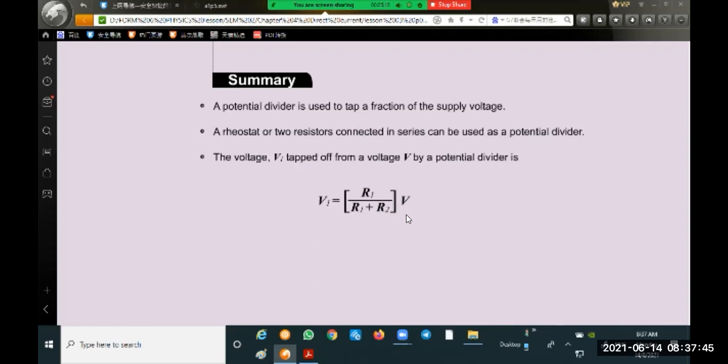What happens if there are 3 resistors? Okay, let's say with 3 resistors, this means V1 equals R1 over R1 plus R2 plus R3 times V total, if there are 3 resistors connected in series.